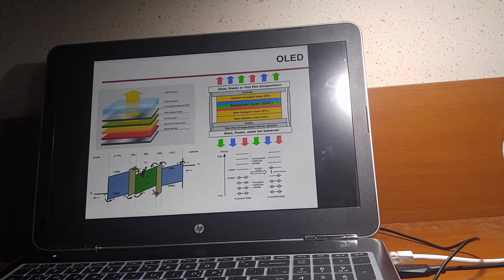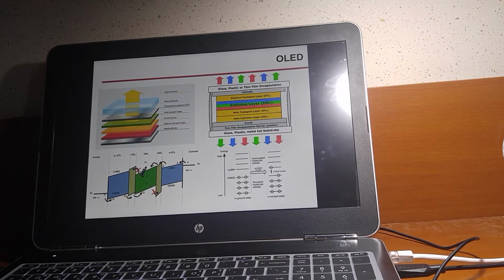And this is about the OLED. OLED is most widely used in the mobile phone industry, and OLED is an abbreviation of organic light emitting diode. And for the emitting device, we usually use carbon and oxide.